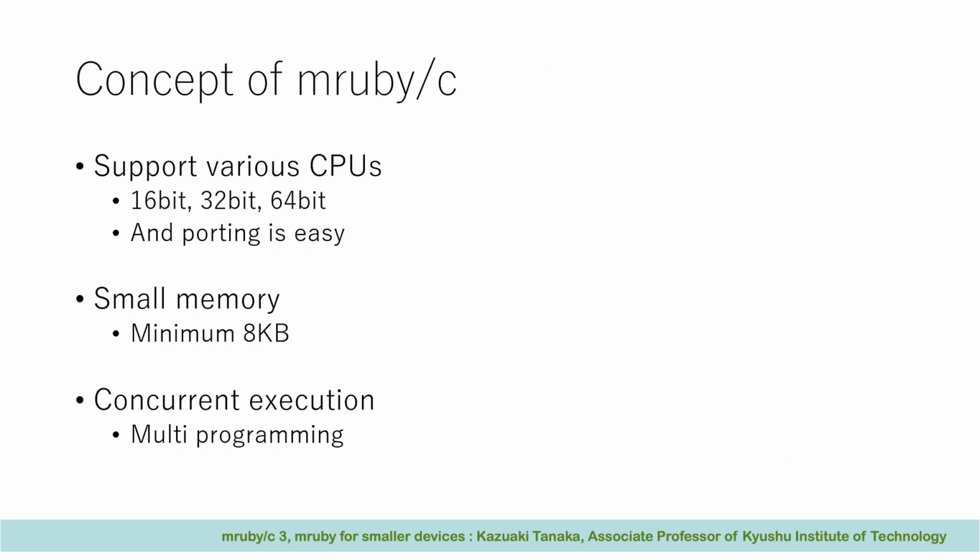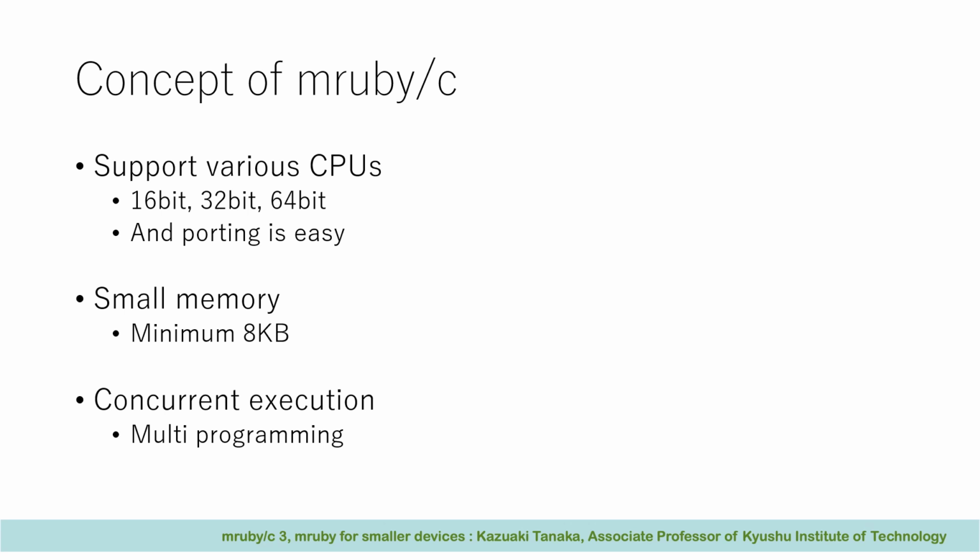Then, what is the difference between mruby and mruby/c? The concept of mruby/c is the following three points. The first is that mruby/c supports various CPUs and various architectures. A smaller CPU or a larger CPU, anything is okay. And also the porting is very simple and very easy. Just rewriting several lines, very few lines. That's all about the porting.